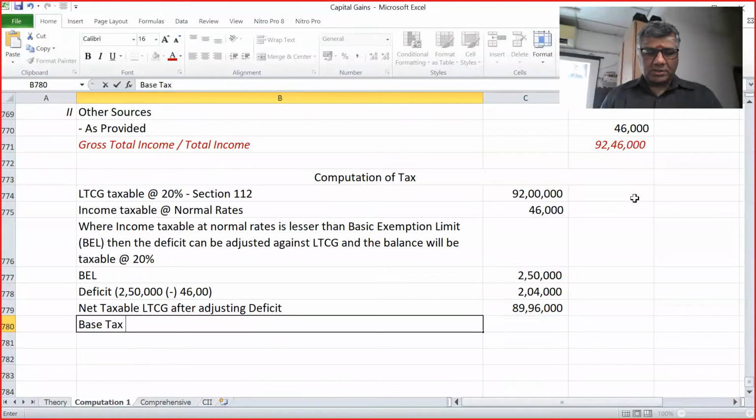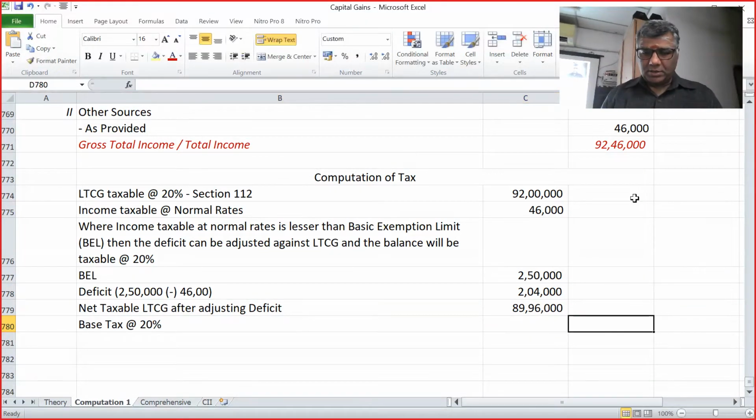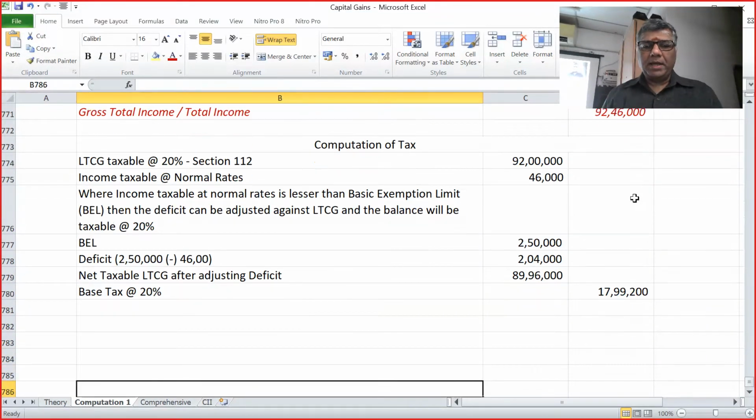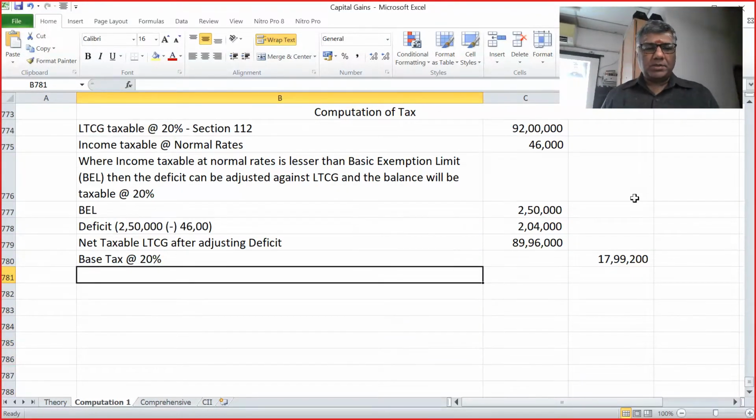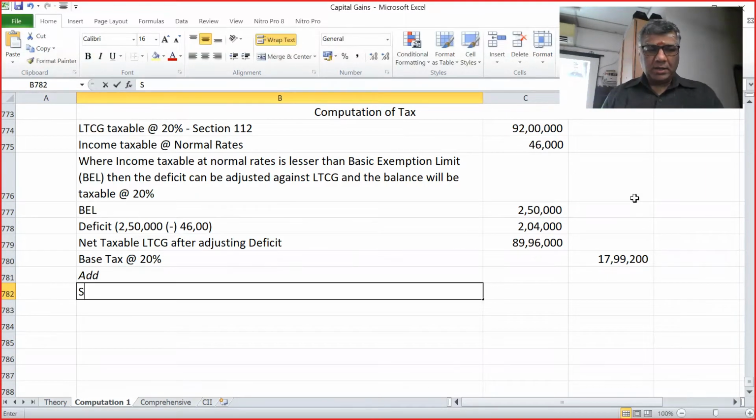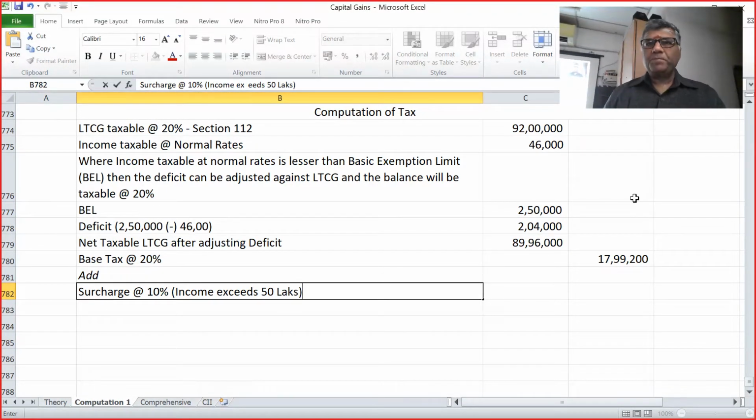Base tax at 20%. And surcharge at the rate of 10%, since the individual's income exceeds 50 lakhs.